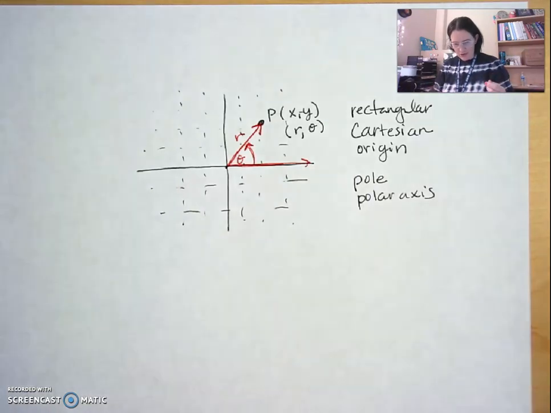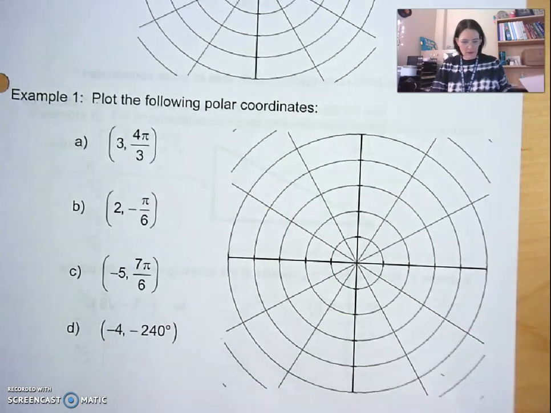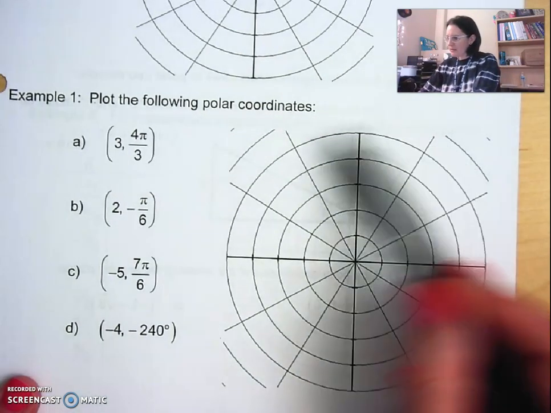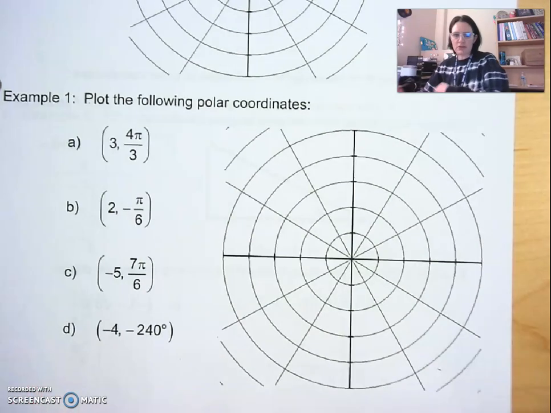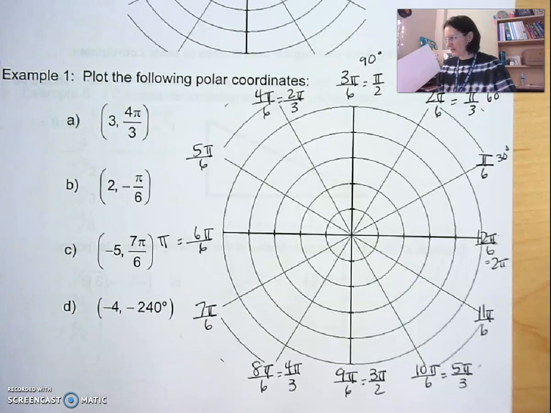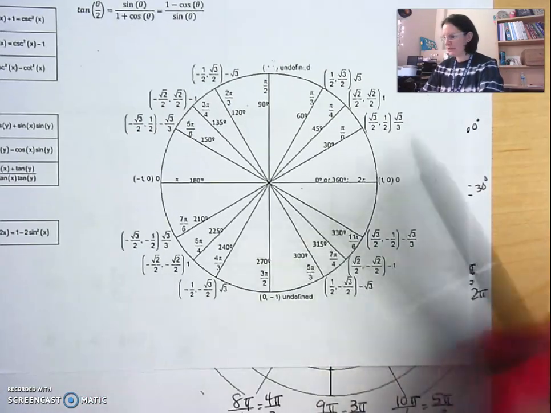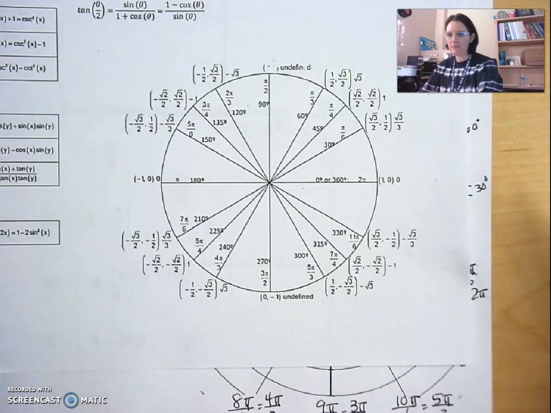So what we're going to do first on our notes is practice identifying where a point is on a polar coordinate plane. So I'm going to take a minute and pause the video. I'm just going to label this the way we would label a unit circle, so I'll be right back. All right, I've labeled this plane with unit circle, radians, and a few degrees. You might want to have a unit circle handy. We used this one in class today.